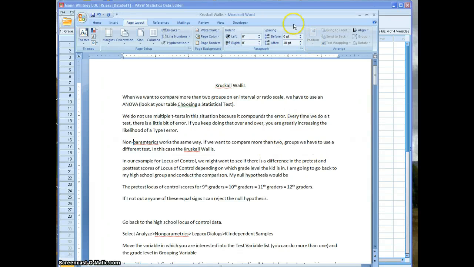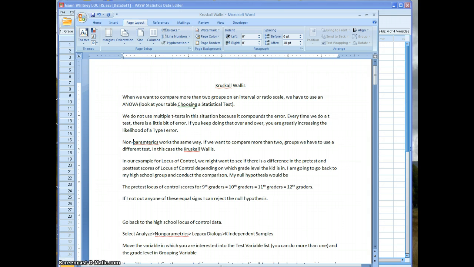Okay, the last non-parametric that we're going to look at is something called a Kruskal-Wallis, and this is used when we want to look at more than two groups. And when you go back and look at the choosing a statistical test paper that you have, when we are doing that with interval or ratio scale data, we use an ANOVA.